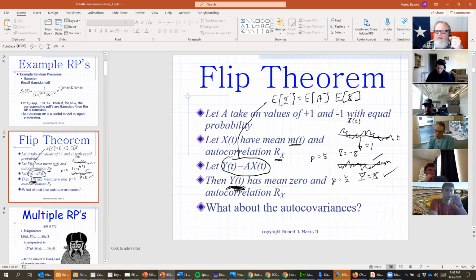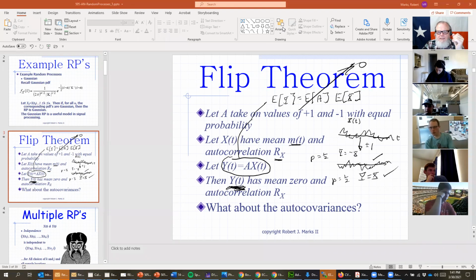And I know that the average of my coin flip is 0, correct? The average of my coin flip is going to be 0. So it doesn't matter what x of t is, the result is going to be exactly the same. The other thing is that if y of t has mean 0, y of t has exactly the same autocorrelation. It has exactly the same autocorrelation as the original function.